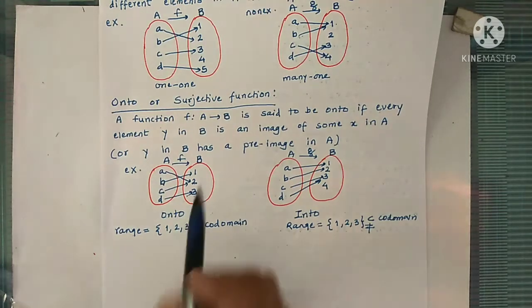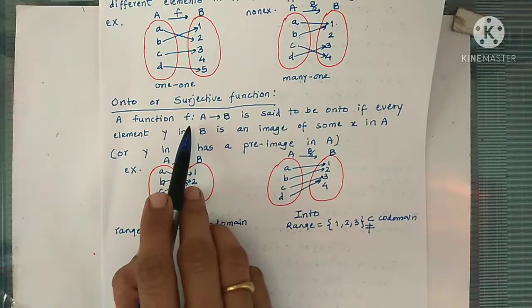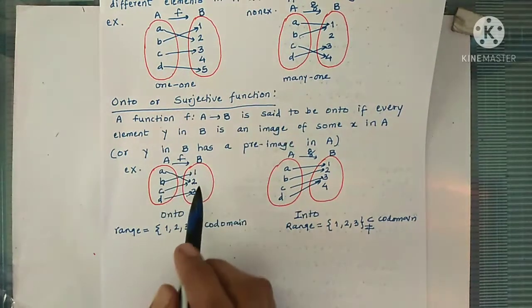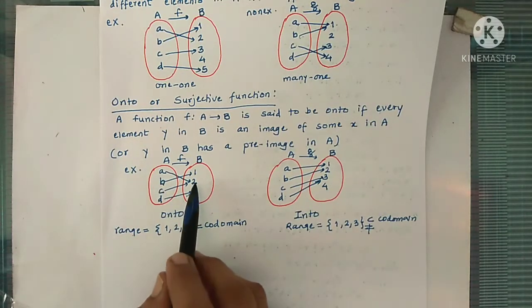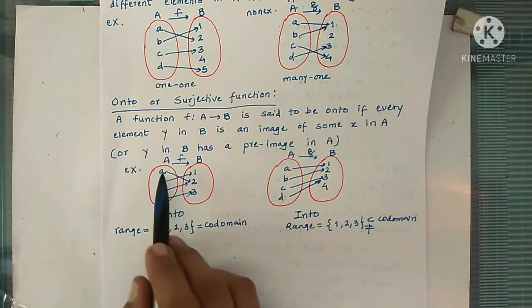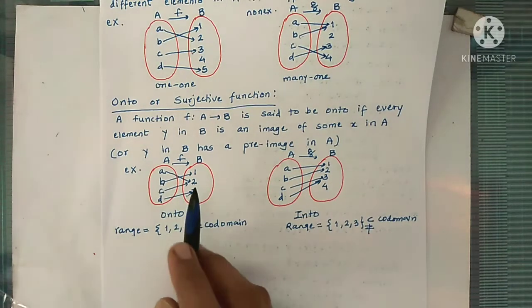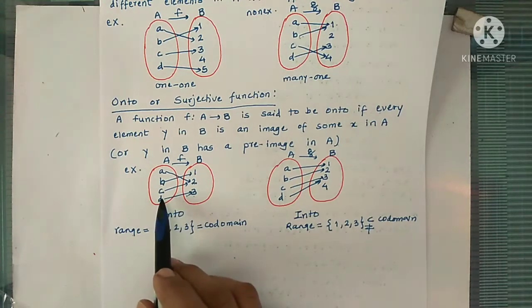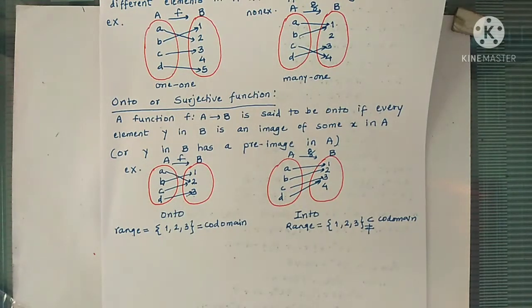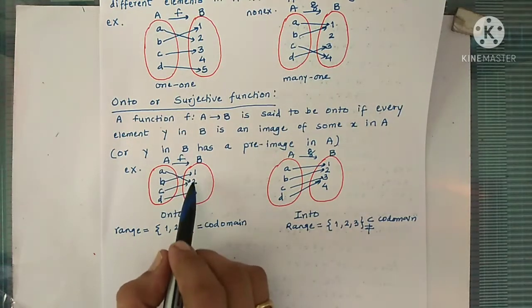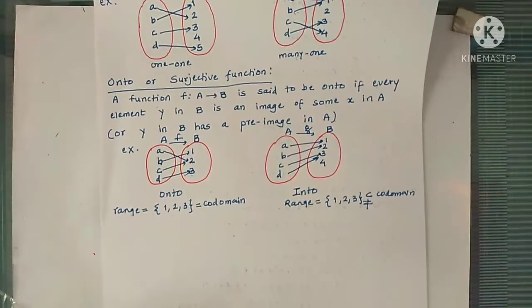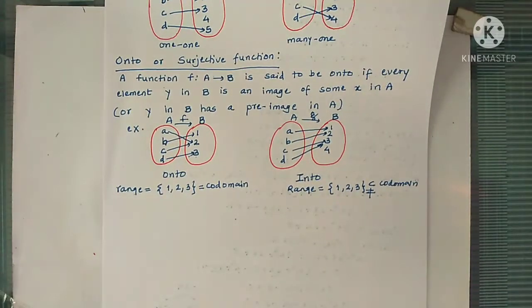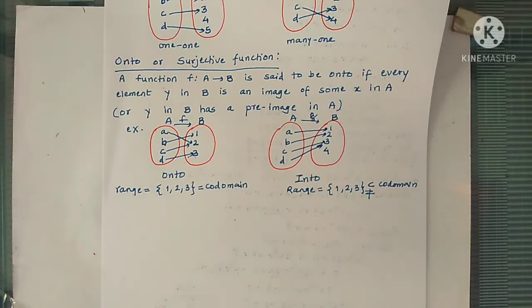So now let's see the definition. The definition says that a function f from A to B is said to be onto if every element y in B is an image of some element x in A. So 1 is the image of B, 2 is the image of A and C, 3 is the image of D. So it should be the image of some or the other element of set A. So in this case it is an onto function, or in other words, every element y in B has a pre-image in set A. So then it is an onto function. And note that for an onto function, range and codomain are equal, and for an into function the range is a proper subset.